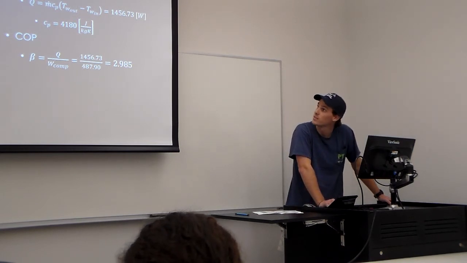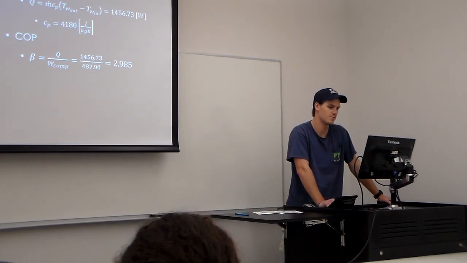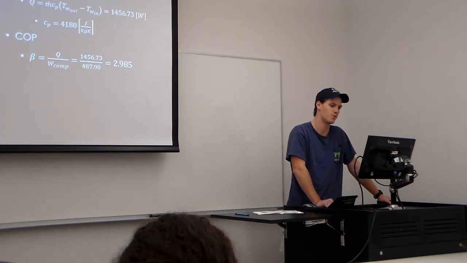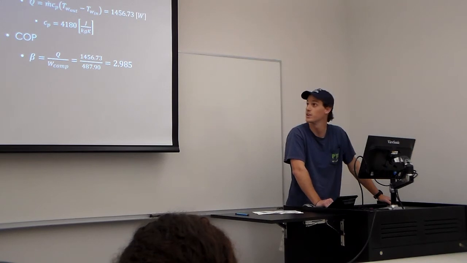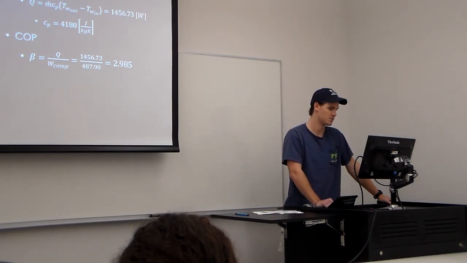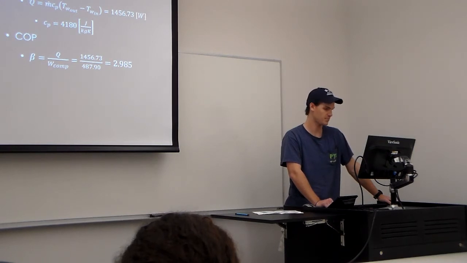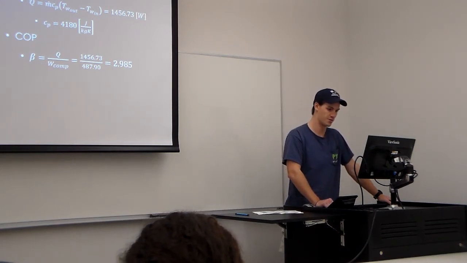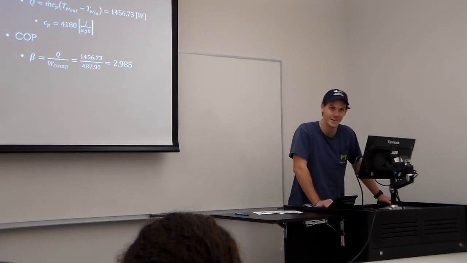Our produced heat equation, m dot Cp (Tw out minus Tw in), gives a value of 1456.73 watts using a specific heat of 4180 joules per kilogram Kelvin. And this yields us a coefficient of performance of about 2.985.